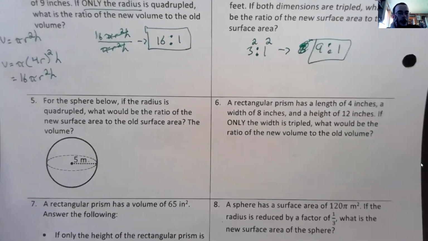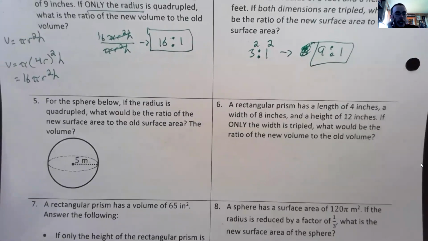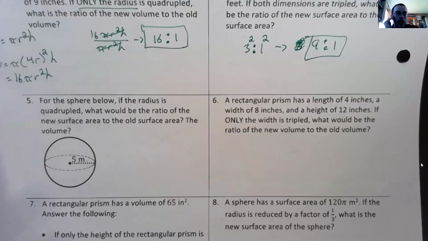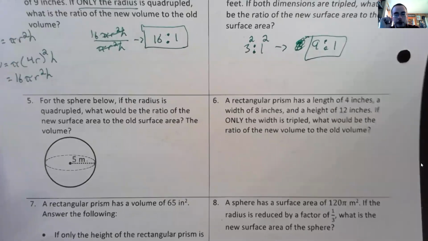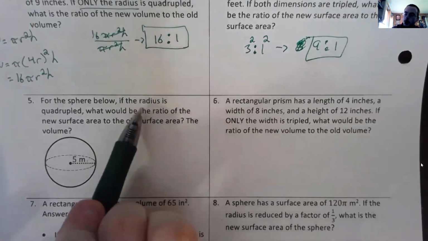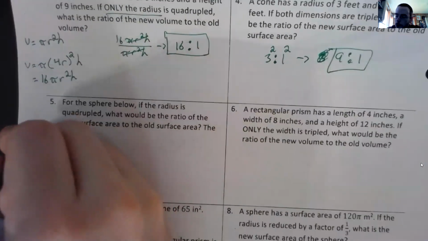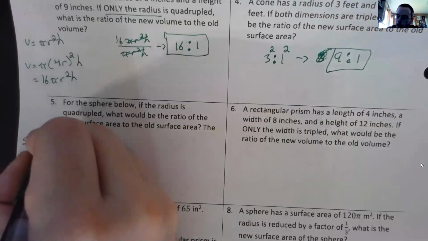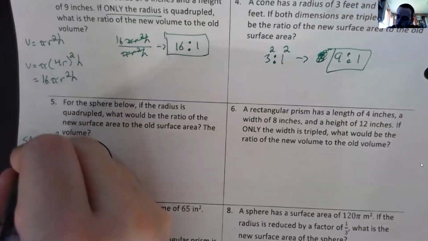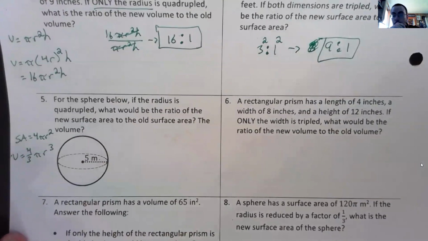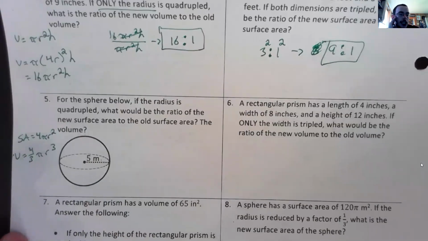All right, number 5. For the sphere below, if the radius is quadrupled, what would be the ratio of the new surface area to the old surface area? And then what about the volume? Now this one might confuse you a little bit, but let's look at it in more detail. It says the radius is quadrupled. You may be saying that's only one dimension. But if we look at our formulas for surface area and volume, the only thing we need in those is the radius. So this actually turns out to be a similar shape situation.